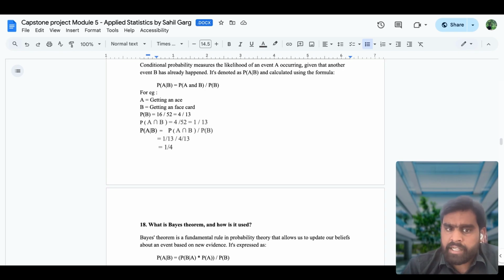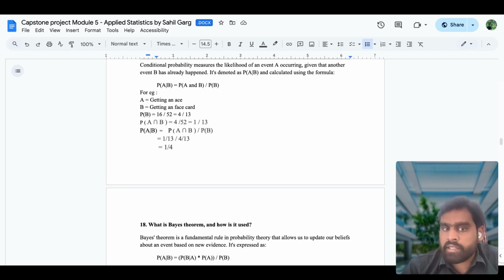For example, let's take an example. Event A is getting an ace from a deck of cards. Event B is getting a face card. The probability of B: face cards are a total of 16, 4 in each suit. That means 16, so it would be 4 upon 13. The probability of A intersection B would be 4 upon 52.